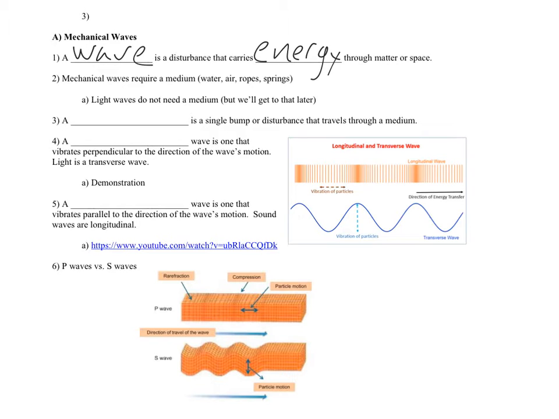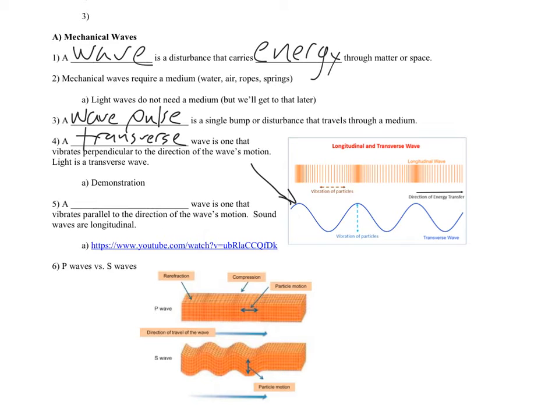So to just do some basic definitions, a wave pulse is a single bump or disturbance that travels through a medium. So the first type of wave we have is a transverse wave. And that's a type of wave that vibrates perpendicular to the direction of the wave's motion. So light can be an example of a transverse wave. The ropes that we've shown in class, those are examples of transverse waves. They look kind of like this. It's that classic picture of a sinusoidal wave that you're probably familiar with.